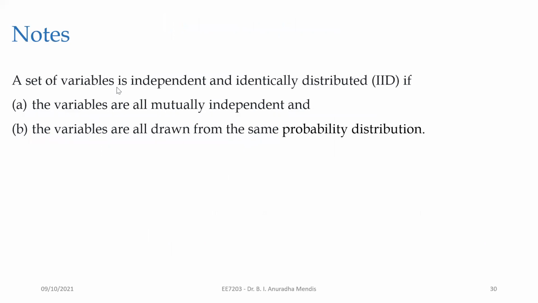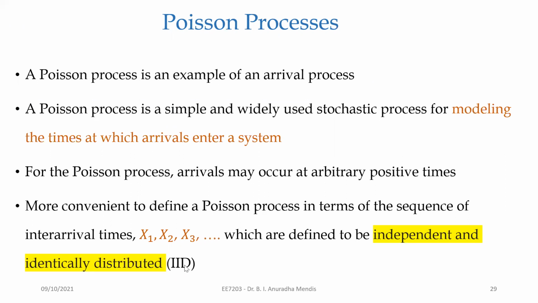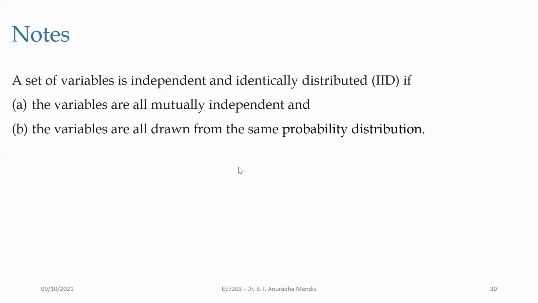A set of variables is independent and identically distributed if the variables are all mutually independent and all drawn from the same probability distribution. I think that is clear for you. This IID, I think you heard this term during your random variable courses. Maybe you have forgotten the meaning and the concept. That's why I revised this.